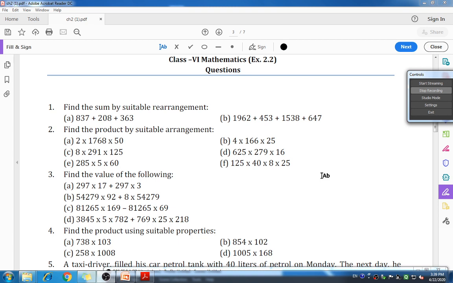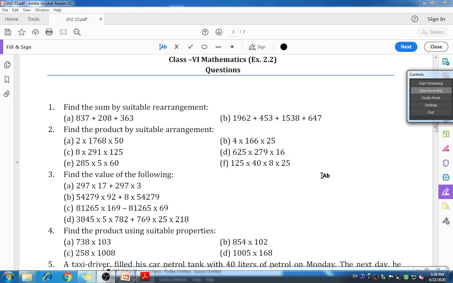Now, without wasting our time, we are going to start. The first question is: find the sum by suitable rearrangement. In this question they give us two examples which consist of addition operations. In the second question, find the product by suitable rearrangement. In this question there are 6 questions which consist of multiplication operations. And the third: find the value of the following. In this question there are 4 questions which consist of addition, multiplication and subtraction operations.